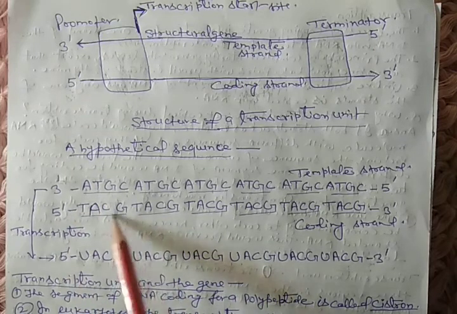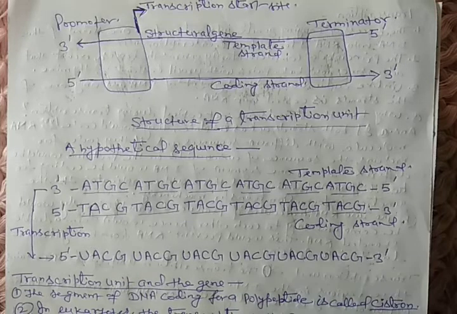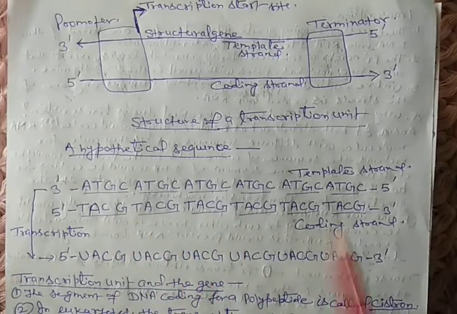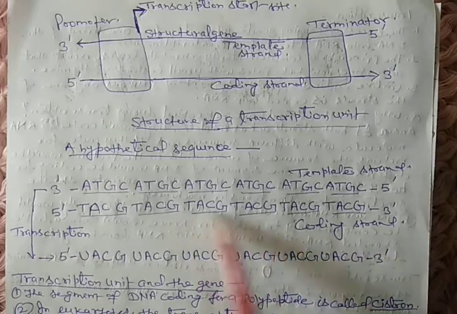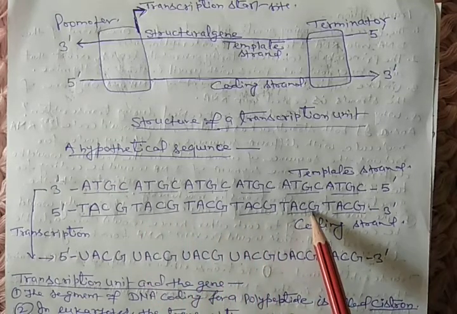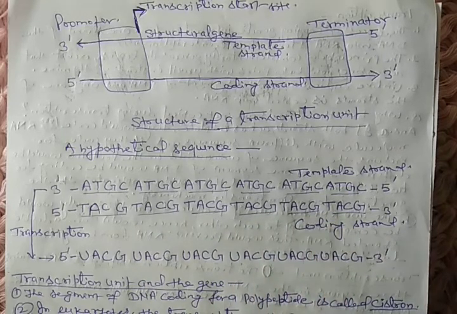So because of this similarity between the newly formed RNA and the sequence of bases in the coding strand, conventionally it is called the coding strand, while it does not take part in the transcription, it is displaced during the transcription.